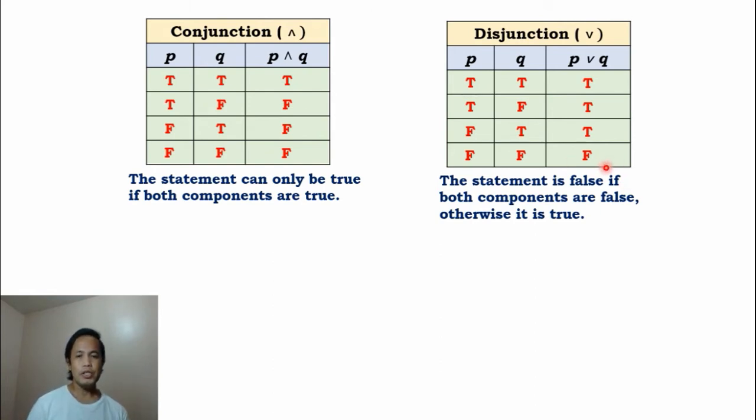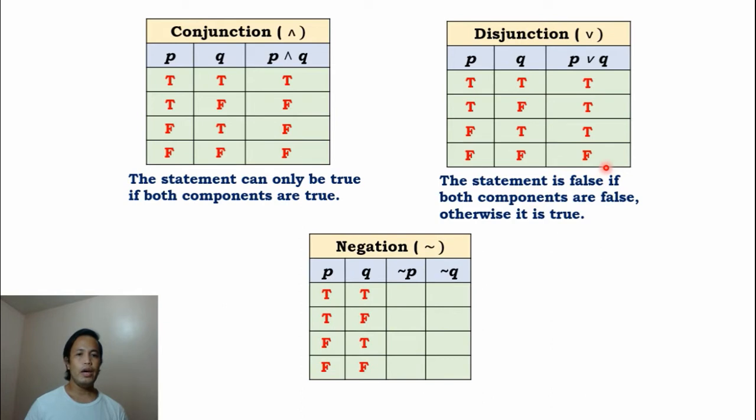Now, let us proceed to negation. This is very important because we will also be using this symbol in determining the truth values of a given proposition. So for the negation, we have here the truth table. For negation, we use the symbol for negation, or the "not", meaning if the statement is true, the negation is false. If the statement is false, the negation of that is true.